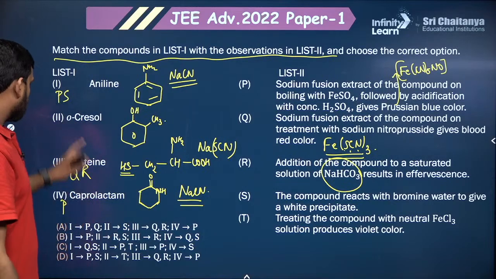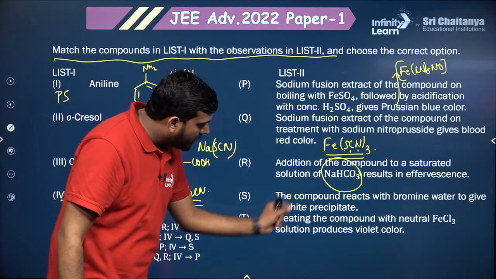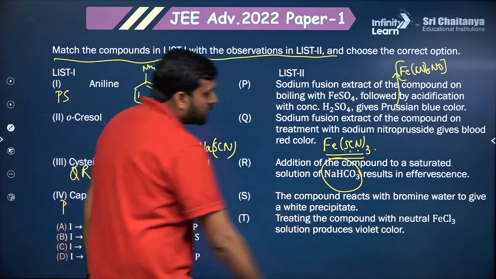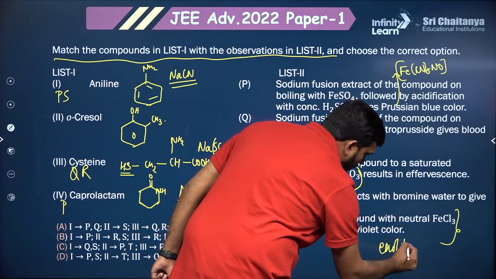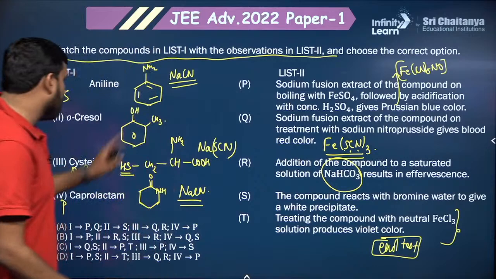Okay, still we don't have any answer for the orthocresol. Let's check that option number T. Treating the compound with neutral FeCl3 solution produces violet color. So this is the test for phenol. So you may remember that this is the test for phenol. Okay, so all the phenols give this test. Okay, so it will give the test.